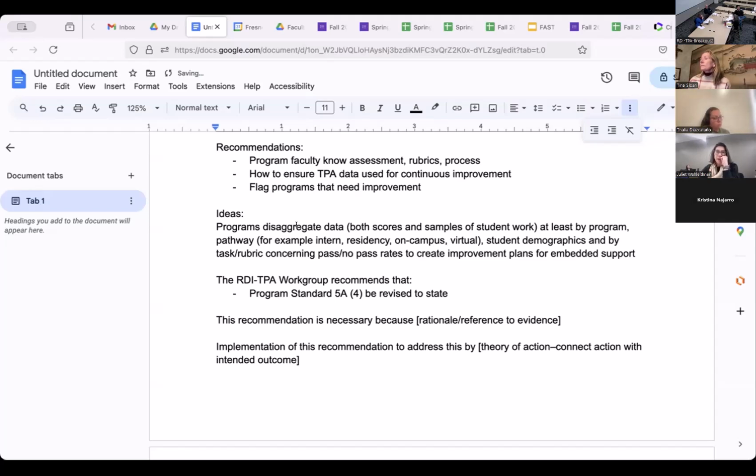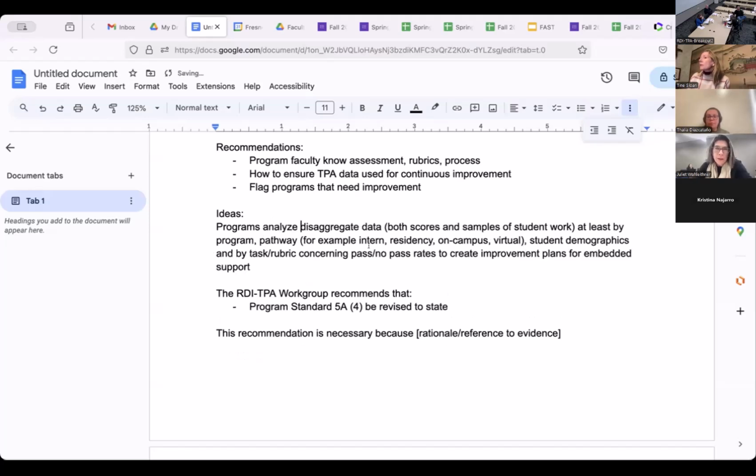So Tina, I just added programs disaggregate data, but it's not really disaggregating that data, it's analyzing student work, right? Yeah, I think it's using disaggregated data to identify areas of strength and areas where there's problems, and then digging deeper and looking at actual candidate work to understand, why is this an area of strength? What are they doing? And looking at the problems and understanding, why is this a problem? Do we replace problem with areas for development? Areas for growth, yeah. Sure.